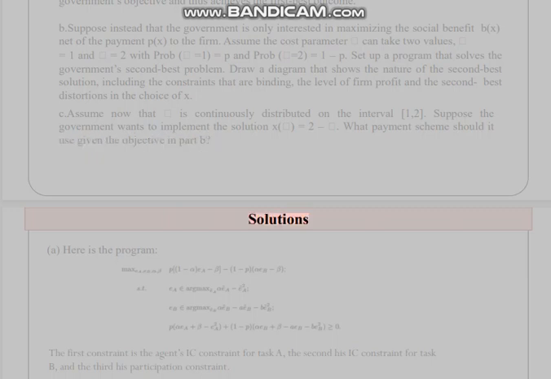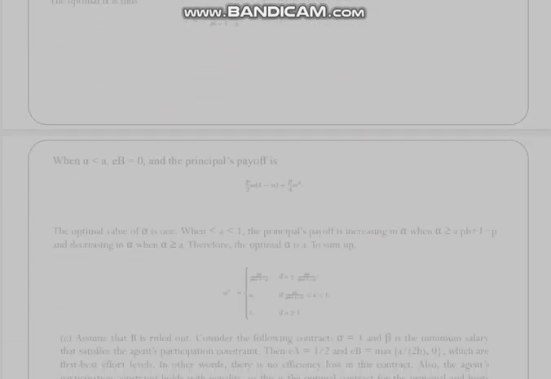Solutions. A. Here is the program. The first constraint is the agent's IC constraint for task A, the second his IC constraint for task B, and the third his participation constraint. The optimal alpha is thus: when alpha is A, EB is equal to 0, and the principal's payoff is as given. The optimal value of alpha is 1.